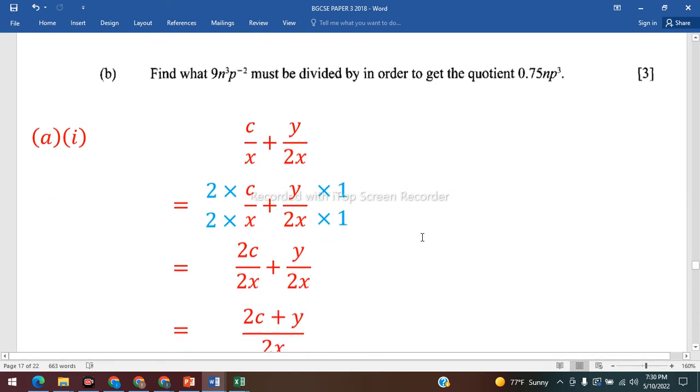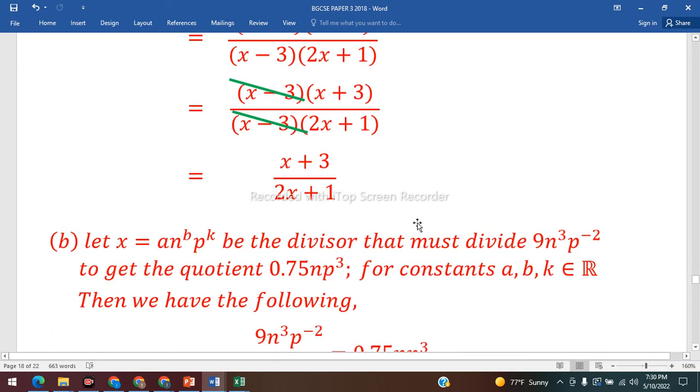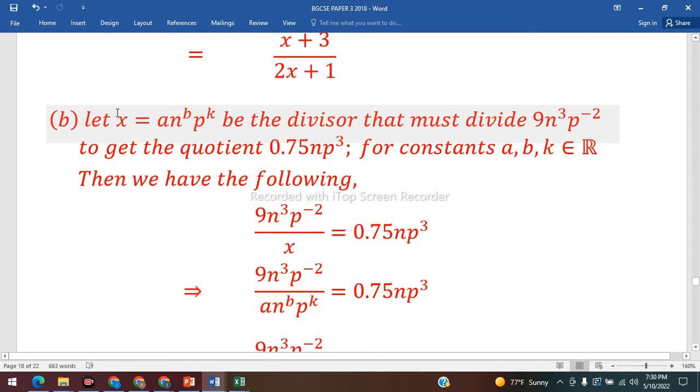Okay, so let's do that. So we need to figure out what we must divide the thing by. So I'll say let x equal n to the power of b, p to the power of k, let that be the divisor that must divide 9n to the third power p to the negative 2 to get the quotient. So we don't know what we must divide the thing by to get 0.75 n p to the third power. Since we don't know what it is, we can call it x.